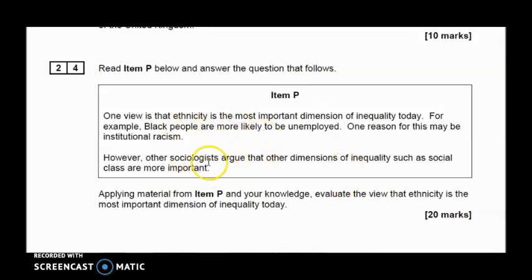Use the hooks from the item to give you ideas and also to focus the angle in which you should be answering. So we've got here, black people are more likely to be unemployed, institutional racism, and then you have got your indication that you should be evaluating, signalled by the however. There are other dimensions of inequality, such as social class, are more important. By all means, you should be mentioning maybe patriarchy as well, just to bring in that breadth of knowledge. So let's have a look at the examiner report to see what you could have been writing.